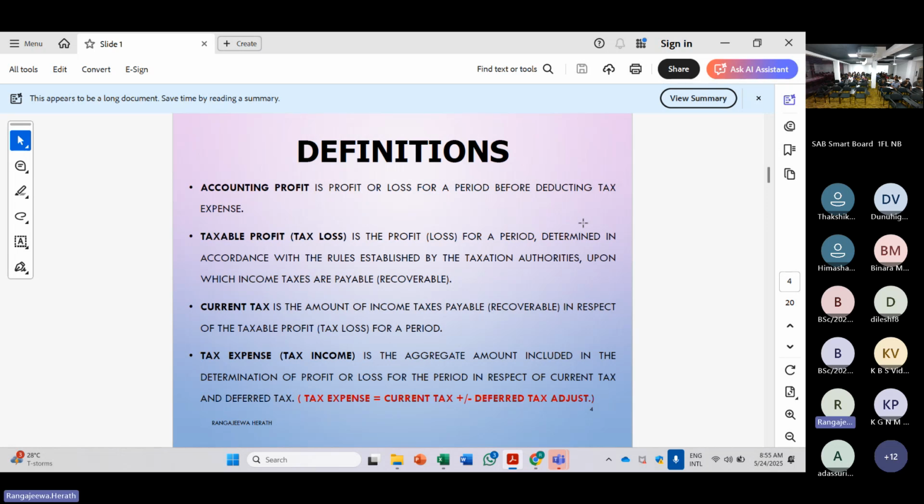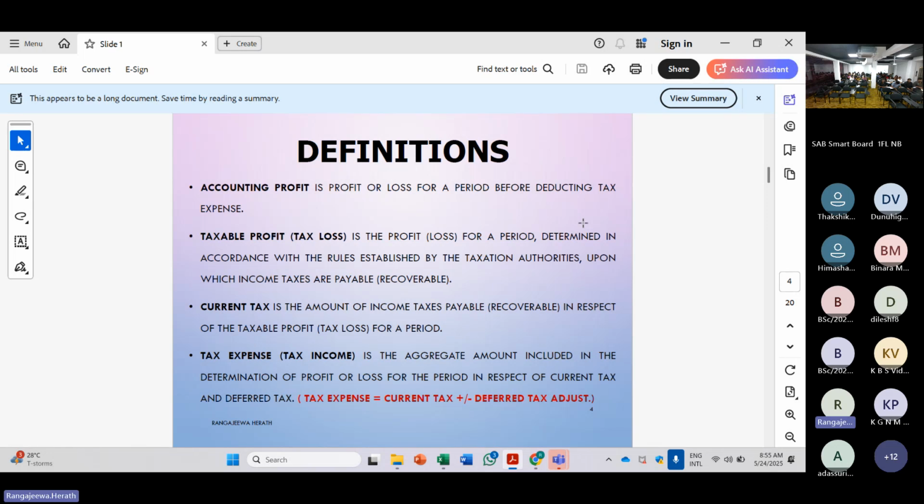So accounting profit is the profit or loss for the period before deducting tax. Taxable profit is profit for the period determined in accordance with rules established by the tax authority, upon which income tax is payable. මම ගත්ත example එකේ accounting profit 100 million, taxable profit 80 million. Right? The accounting profit means profit before tax as per the standard guideline. Taxable profit is profit for the period determined in accordance with rules established by the taxation authority, upon which tax is payable.